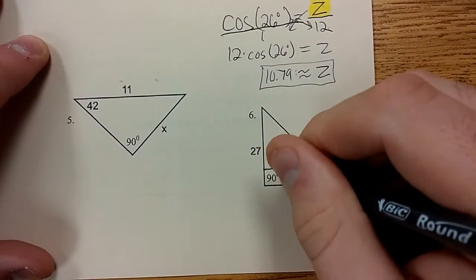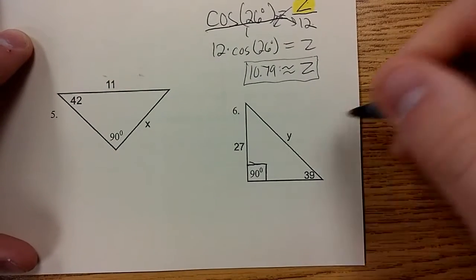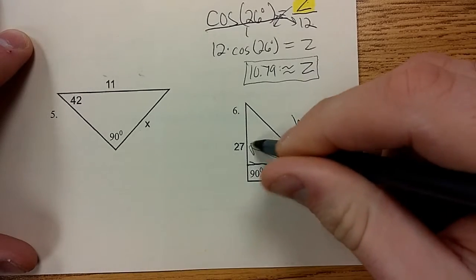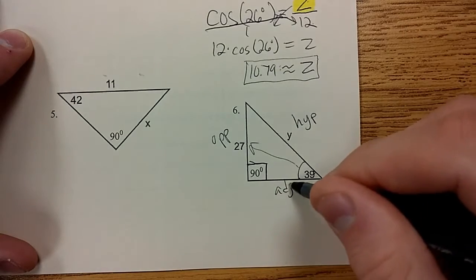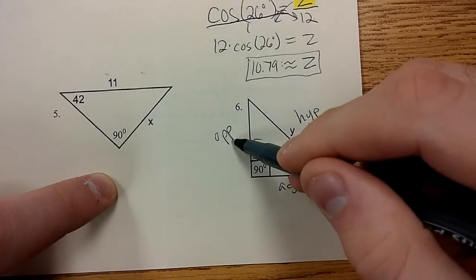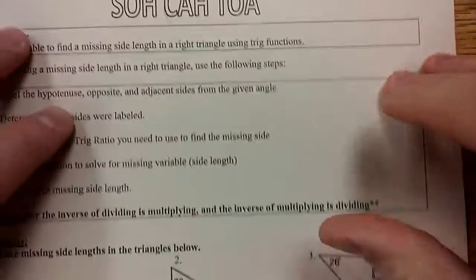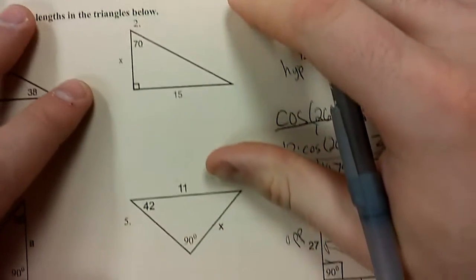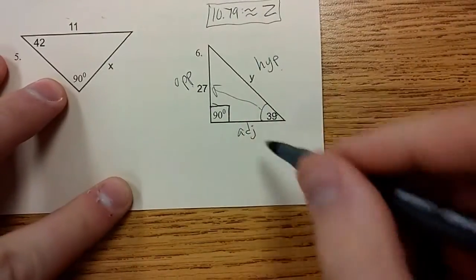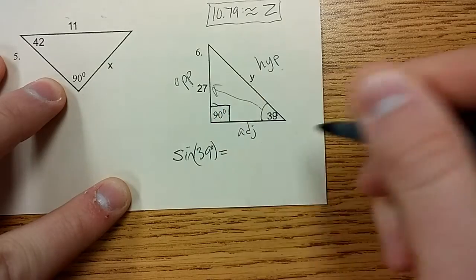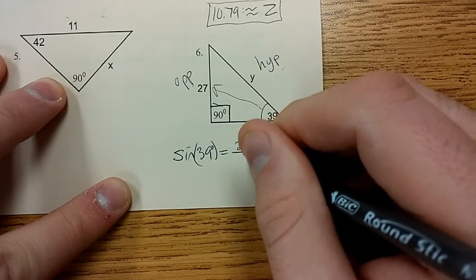Number 6. Number 6, the right angle is right here. That's what 90 means. And we're going to label the side lengths. Y is hypotenuse. My angle's right here, so that means that 27 is your opposite, and this blank side is the adjacent. So if you look at your side lengths, adjacent is blank. Opposite has 27, hypotenuse is Y. The trig function that has opposite and hypotenuse, or O and H, is the S, or sine function. So we're going to write down sine of 39 degrees is equal to opposite over hypotenuse, so 27 over Y.